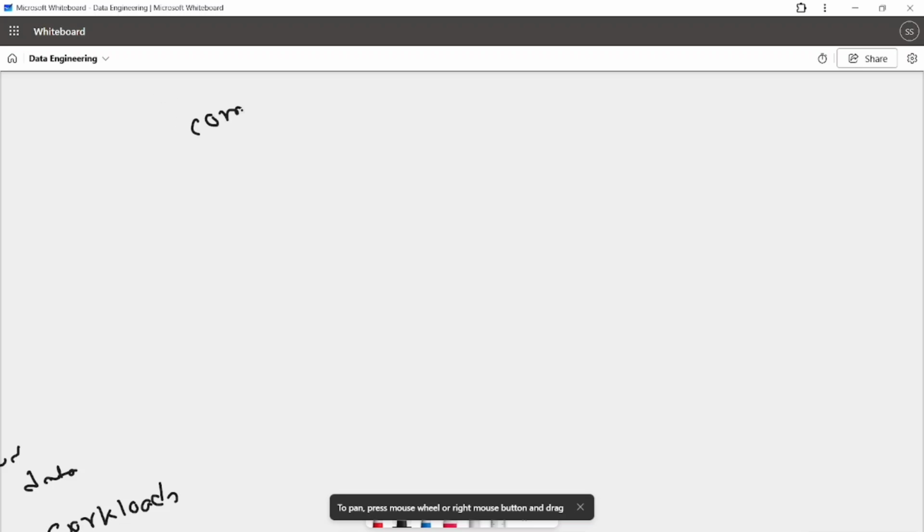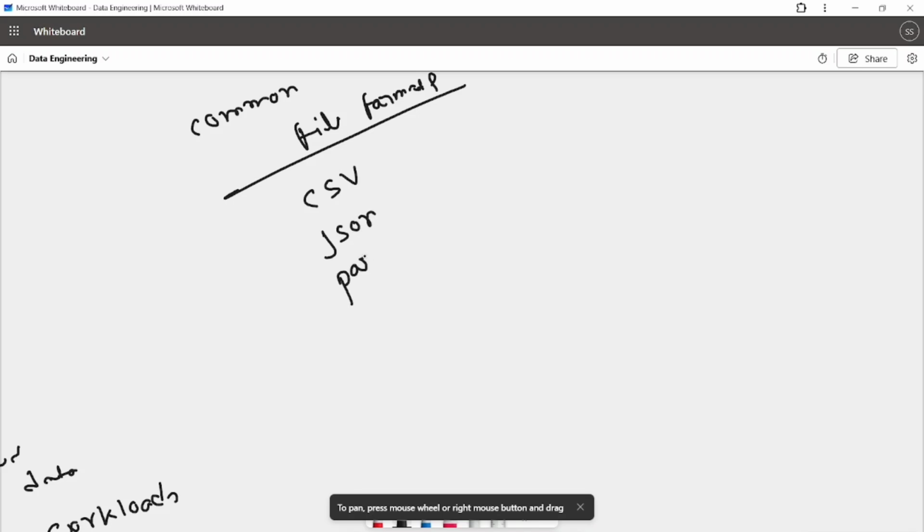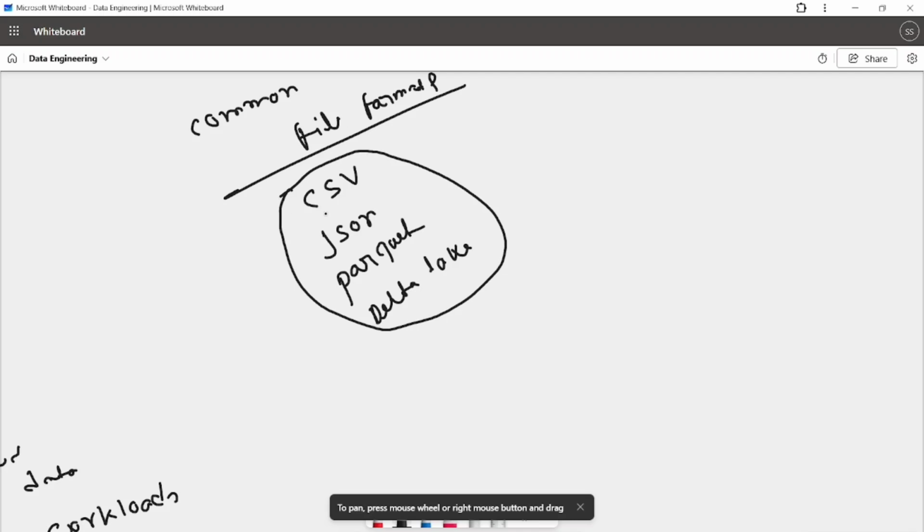So common file formats. What are the common file formats? Like CSV, JSON, Parquet, and Delta Lake. So these are the common file formats. Okay.